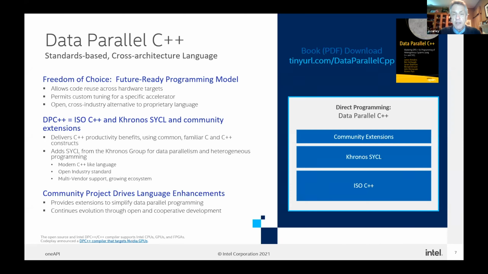Secondly, it's an open industry language. And by that, it's run by Khronos. It takes recommendations from the industry. It's not owned by any one vendor. It has the ability to innovate across vendors. And it has a growing multi-vendor ecosystem.